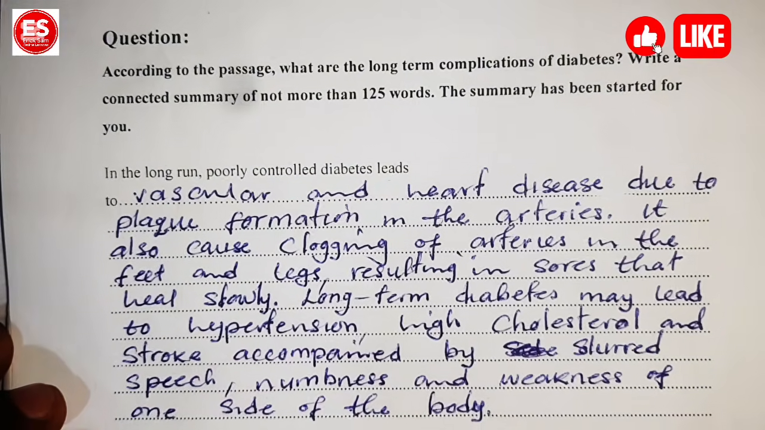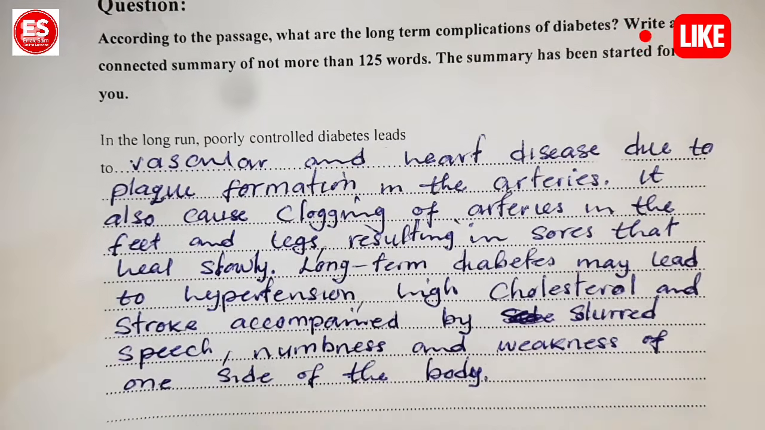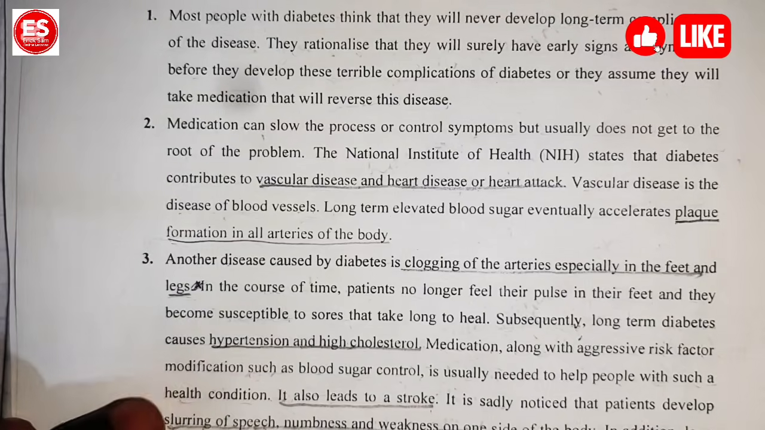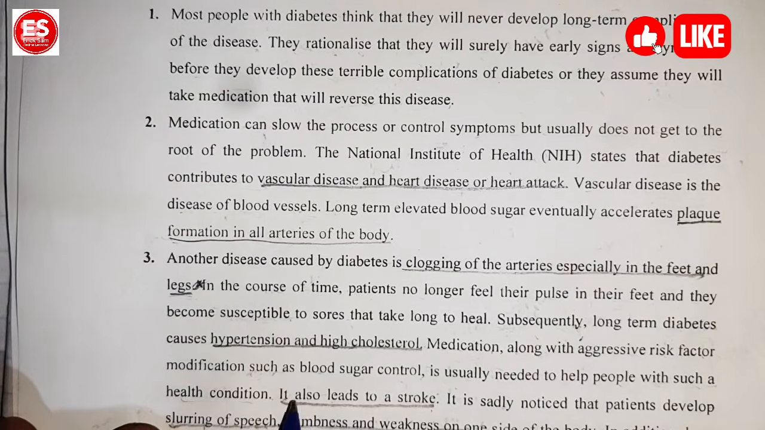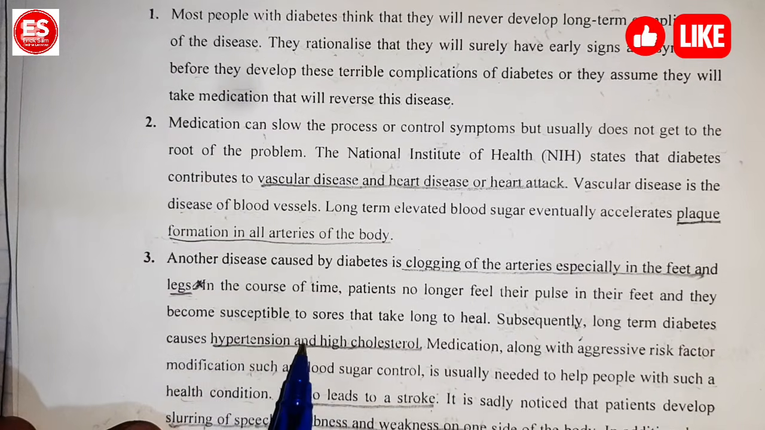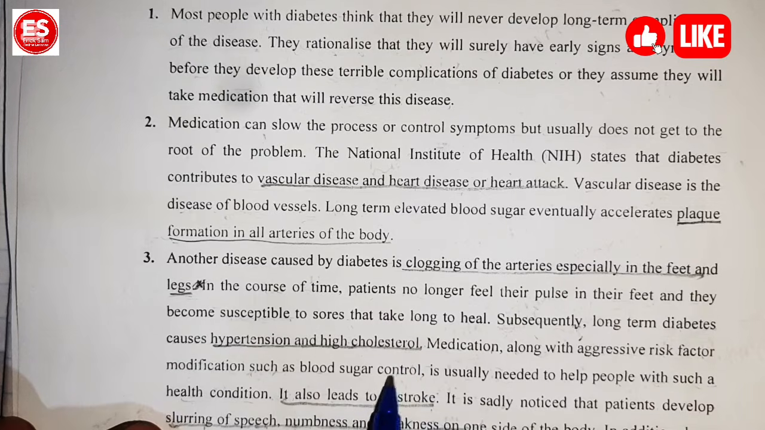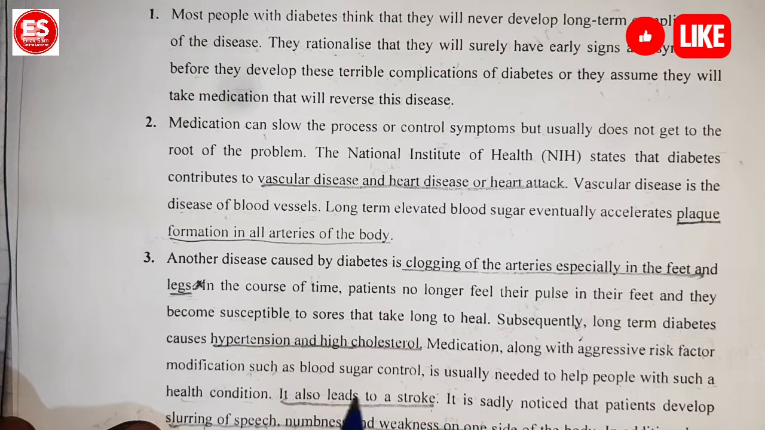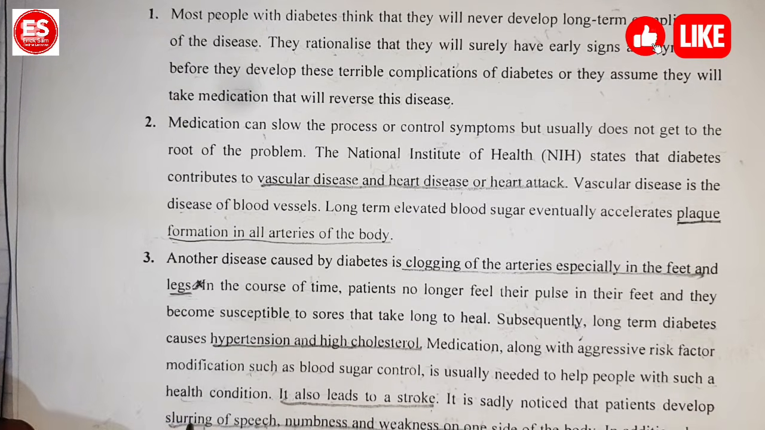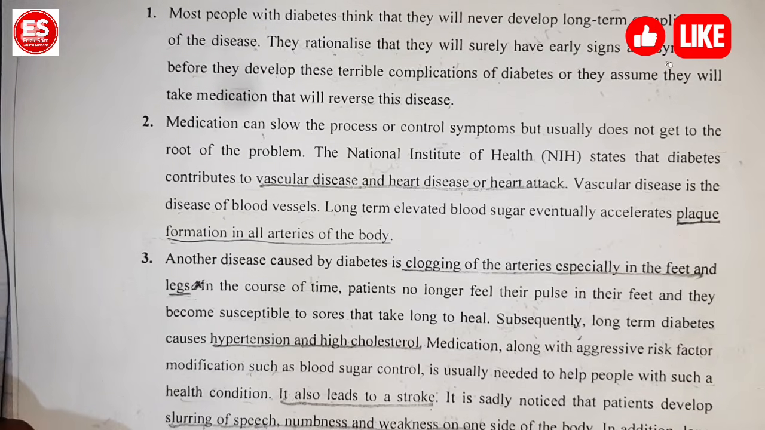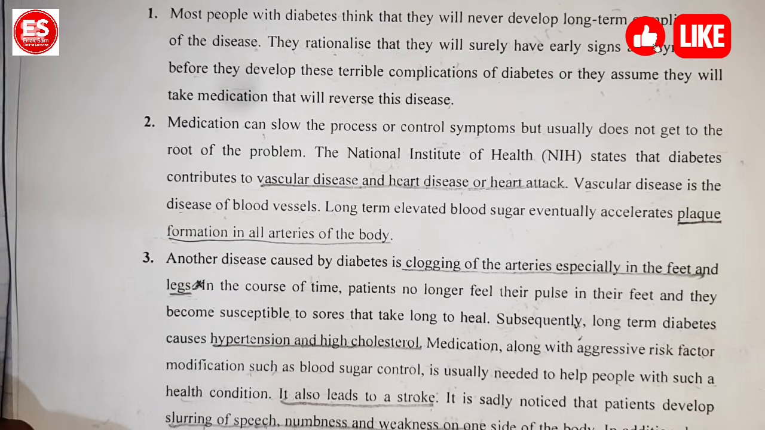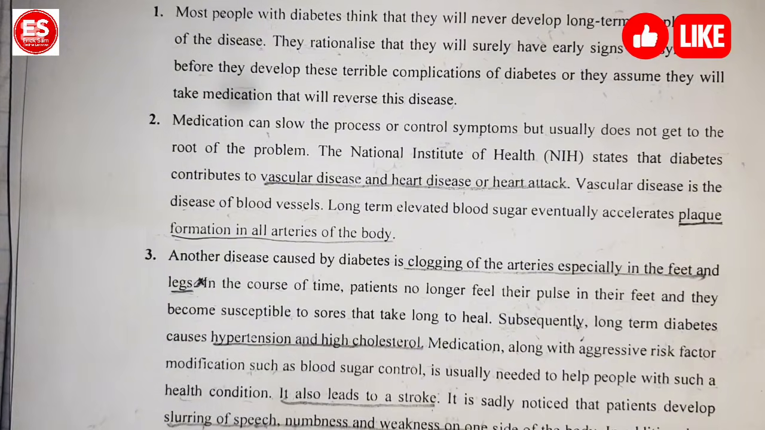Okay, so this is found in here. You can see hypertension and high cholesterol. Okay, and also we've talked about stroke. We've talked about slurring of speech, numbness, and weakness of one side of the body. Okay, now we are going to the next point.